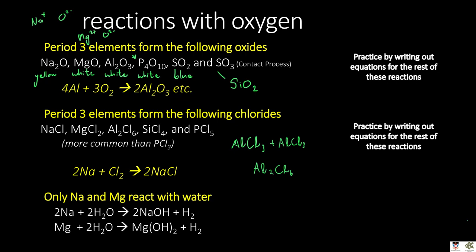As with the oxides, have a go, practice writing out all of these equations for the other reactions. So you're given sodium, do the same for magnesium, aluminium, silicon, and phosphorus. The reaction between sulfur and chlorine, you don't have to cover these reactions for the exam. There are certain chlorides formed between sulfur and chlorine, like SCl2, S2Cl2, but it's not going to be something that we cover.